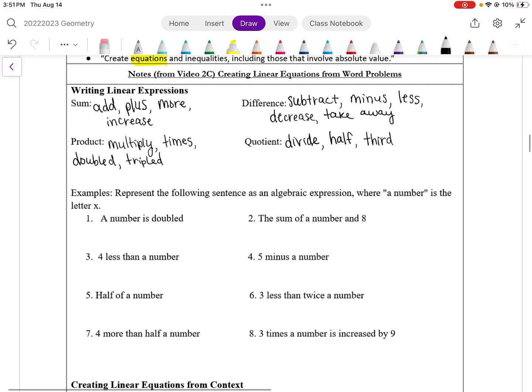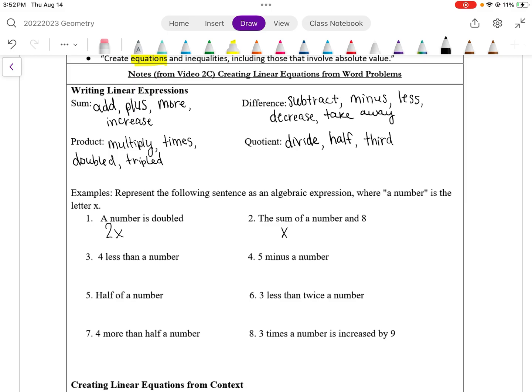But what we're going to do is just practice writing expressions. This is that level 2 that I was talking about. So represent the following sentence as an algebraic expression where a number is the letter X. So we're using X in place of a number. A number is doubled. So if I take a number and I double it, think, am I adding, subtracting, multiplying, or dividing? It's like taking it times 2. So 2x. A number is doubled would be 2x. You take 2 times x, whatever your number is.